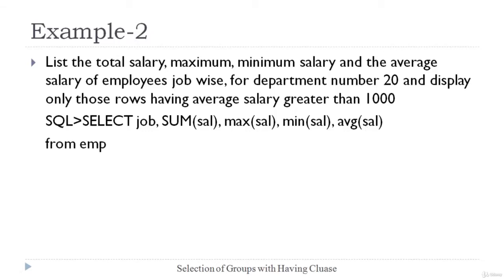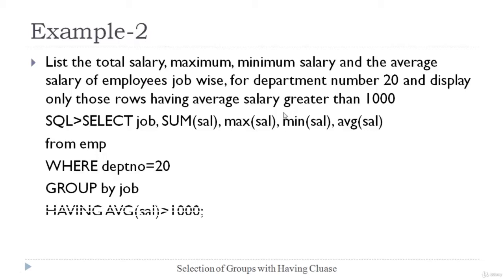table. Then the first step will be to select only the desired records of department number 20 with where clause as shown here. So where department number equal to 20. Then grouping will be made on job field as shown here, group by job. Then having clause will be added to display only those groups where average salary is more than 1000. So this will be the final query.